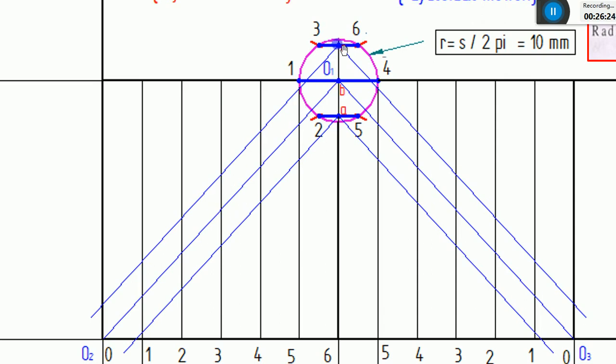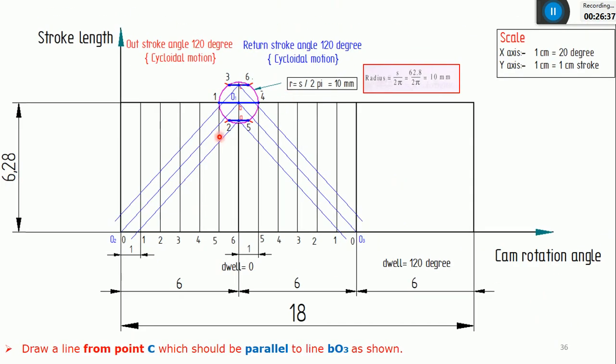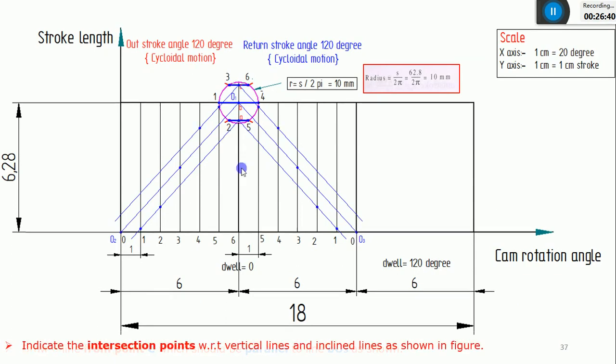Similarly, this is a third inclined line which is intersecting the remaining two lines, that is a fourth vertical line and fifth vertical line. It will be 4 dash and 5 dash. So if you want, I can show the intersection points.